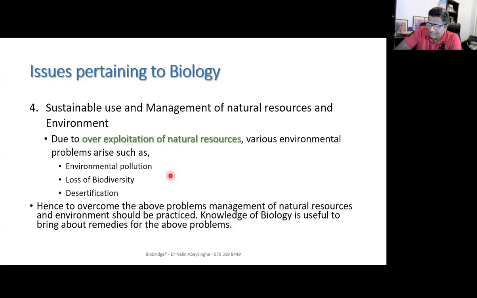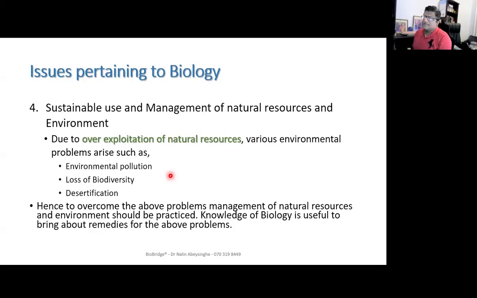And loss of biodiversity. Yes, loss of biodiversity. Certain insects, like ladybirds, when we were small, there were a lot of ladybirds when you went out to the garden, but it's hard to see them these days, right? Very rarely you see ladybirds, because of the biodiversity only certain species are there from time to time. Other animals are lost. And desertification, that is formation of deserts.